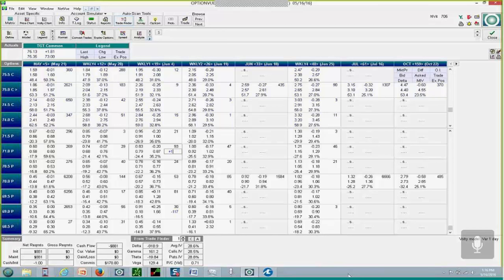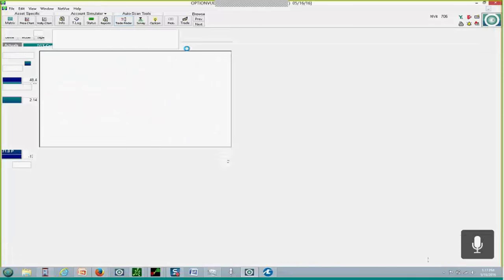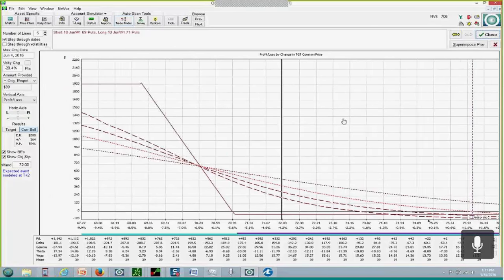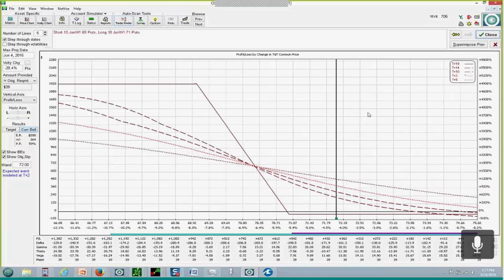So what if I was to say, give me just 10 of each? If I buy these for 83 cents, the 71 put, and sell 10 of the 69s, this is what my risk-reward graph looks like. And this is a fantastic looking risk-reward graph because here you can see that I'm only going to risk this much money to potentially make all the way up to here.